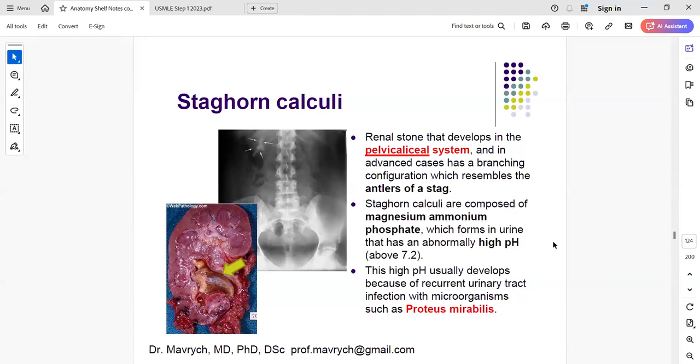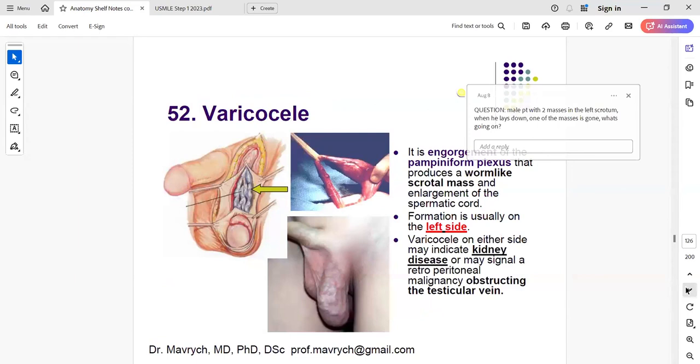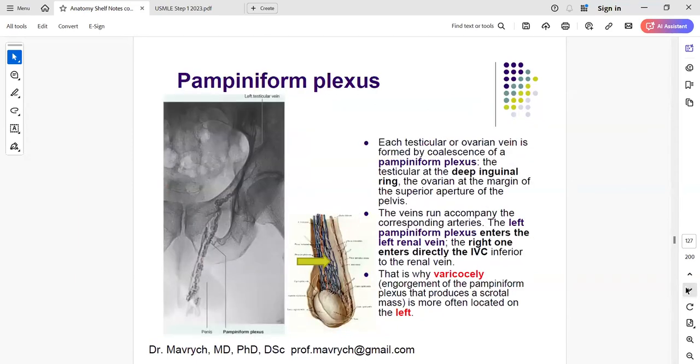And also the pH is high because recurrent UTI is happening. There's infection with microorganisms like Proteus mirabilis. They do ask about Proteus mirabilis as well in UWorld. They would either give you the infection, or they would just say that the patient is coming repeatedly to you with recurrent UTIs, and we just found out that there is a renal stone. Now, what is the composition of the renal stone? Because obviously they don't like asking easy questions, they like asking complex questions. So they would just ask you the pH or the composition. So this is very important to know. Okay. Varicocele, not important.